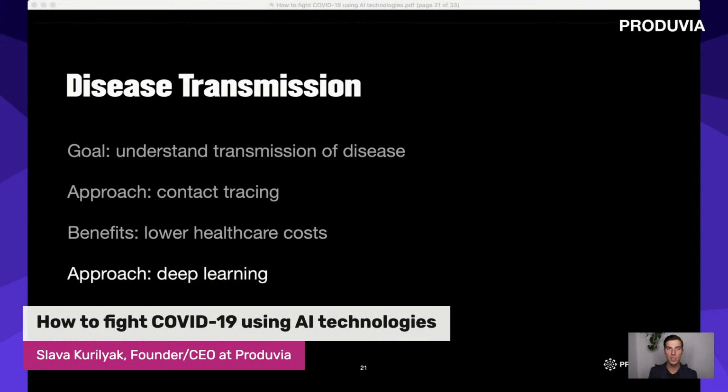The approach here is actually quite simple. We want to use deep learning to fight COVID, and deep learning will allow us to model the transmission of the disease, and the transmission really is aiming to find out who has it and who will get it next. So here we can use different algorithms and different methods, one of which is time series forecasting.